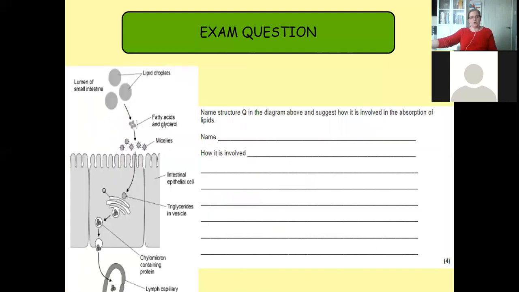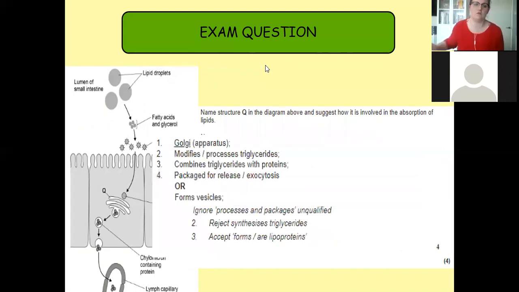Again, name structure Q in the diagram above and suggest how it's involved in the absorption of lipids. Okay, so Q, we've got the Golgi apparatus. What does it do? Well, it modifies and processes triglycerides. It then combines our triglycerides with proteins, and then they are packaged for release by exocytosis, or you can say they form vesicles.